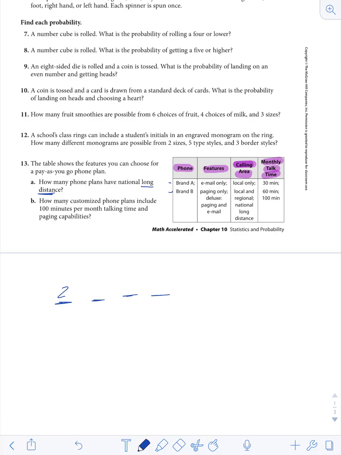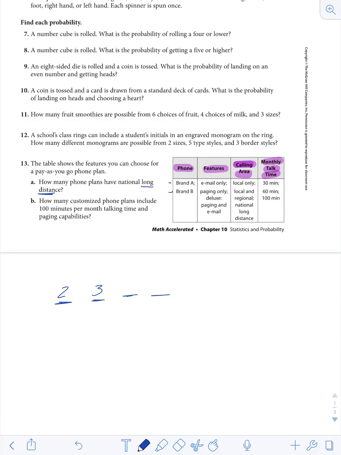Okay, next it says features. Email only, paging only, deluxe, paging and email. Again, we're not concerned. We can have any of those. We only are concerned with long distance. So here I'm going to put 3 options for features. Okay. Next, for calling area.